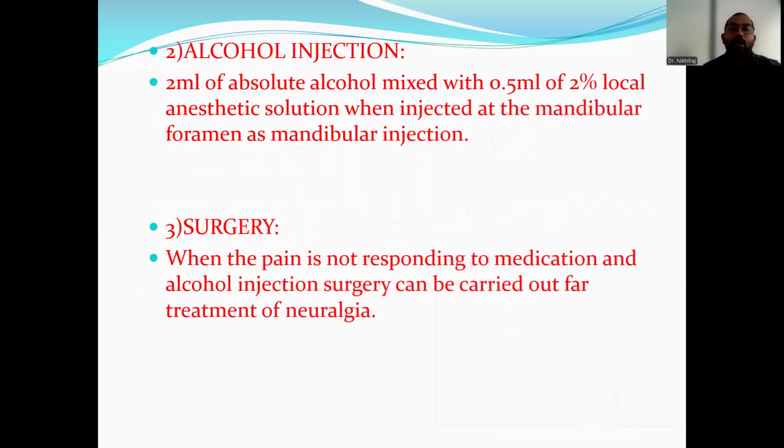The second line of treatment is alcohol injection. 2 ml of absolute alcohol mixed with 0.5 ml of 2% local anesthetic solution is injected into the mandibular foramen as a mandibular injection. The 2% local anesthetic solution is included to get the anesthetic effect. The third and last treatment option is surgery. When the patient is not responding to the medication and the alcohol injection, surgery can be carried out for the treatment of the neuralgia.